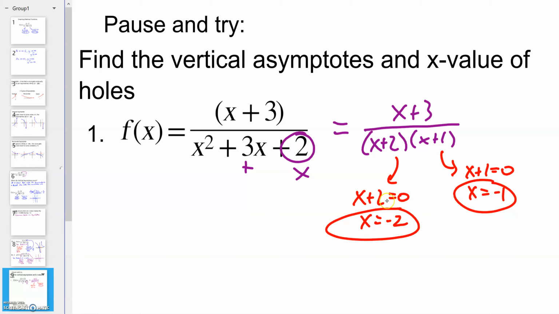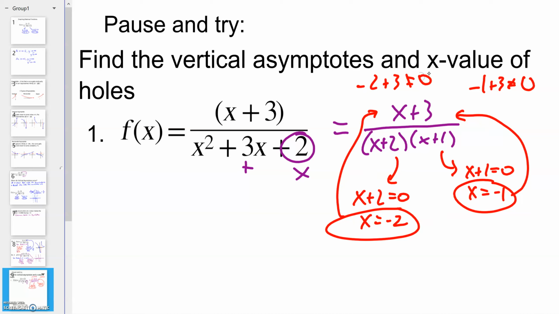Once I do that, I look at the factor on the top. You can notice this factor x plus 3 is not the same as either of those, which already gives it away. But if I specifically plug it in, negative 1 plus 3 does not equal 0. If I plug this in, negative 2 plus 3 does not equal 0. So what does this mean? It means there's a vertical asymptote at x equals negative 2, and at x equals negative 1. There are no holes because it doesn't make the top and the bottom 0.